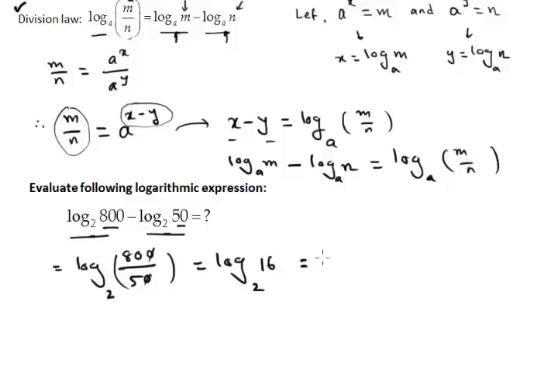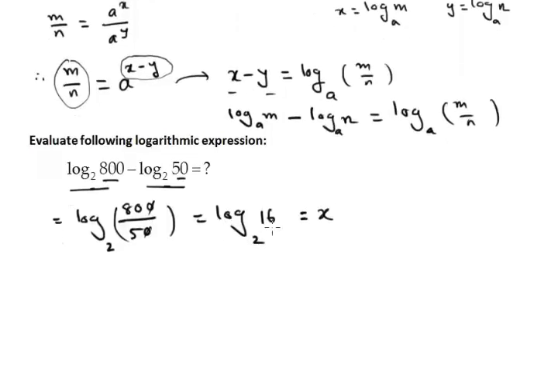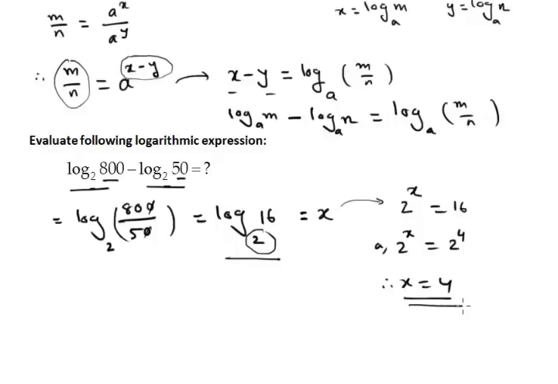Let us consider this as x. So log base 2 of 16 equals x. From log to exponential, if we go, then this base to the power this x will be this value 16. So 2 to the power x equals 16. We can write 2 to the power x equals 2 to the power 4. So x equals 4. So we simplified this up to there, and then that we considered as x, and finally we got x equals 4. So this whole expression is actually x, that is 4.